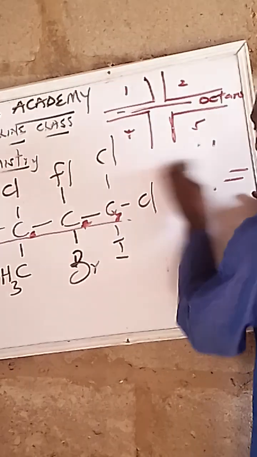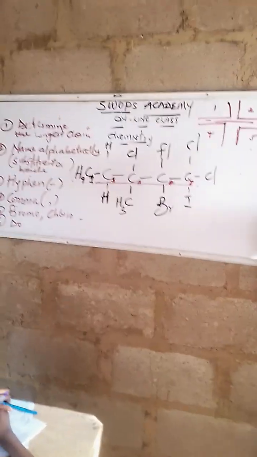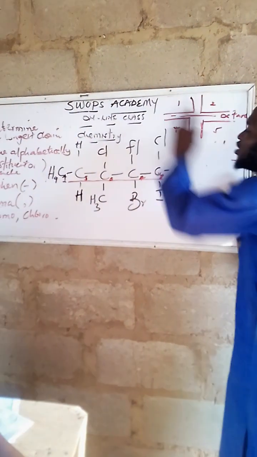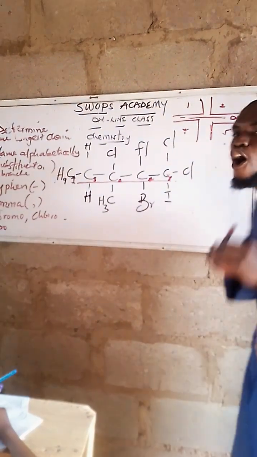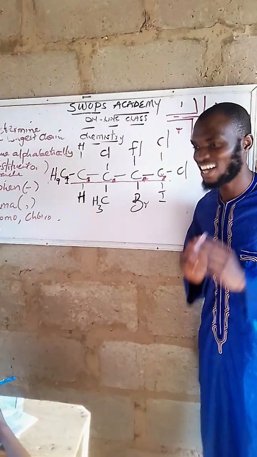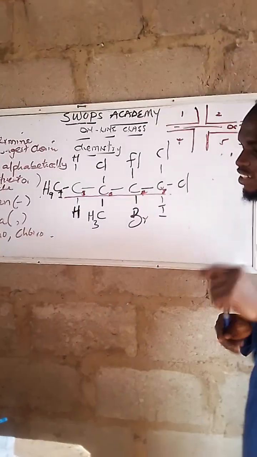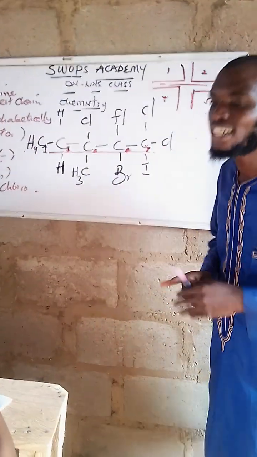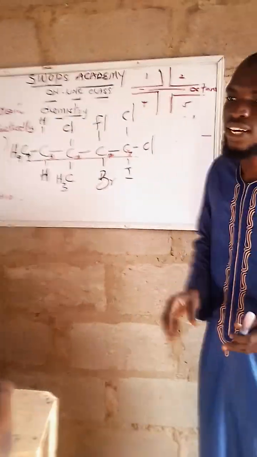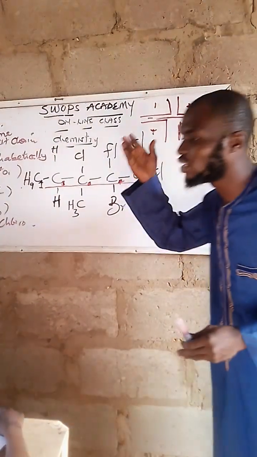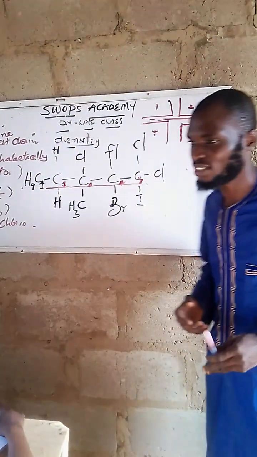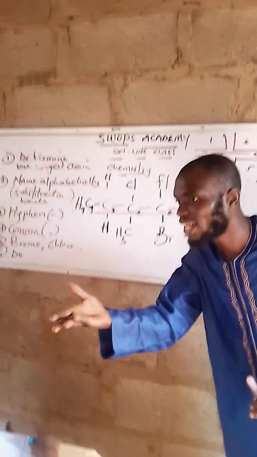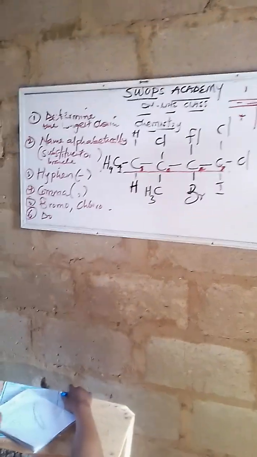Let's put that aside. Now this is 8, right? That means the middle one is 8, and it is known as octane. Carbon number 8, octane. Carbon number 7 is heptane. Carbon number 6 is hexane. Carbon number 5 is pentane. Carbon number 4, butane. Carbon number 3 is propane. Carbon number 2 will be ethane.